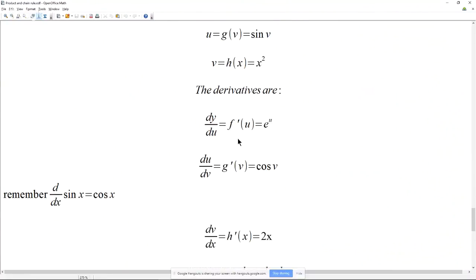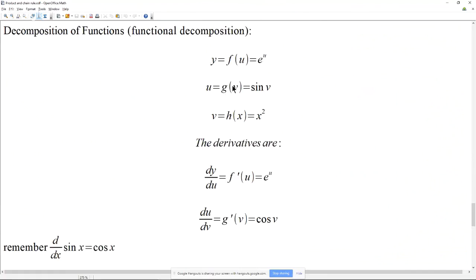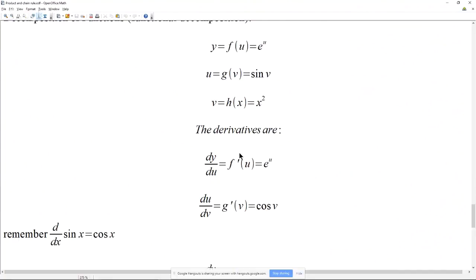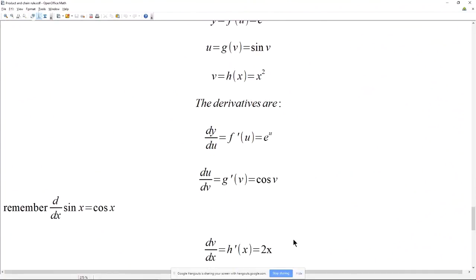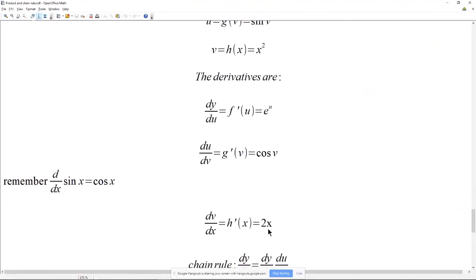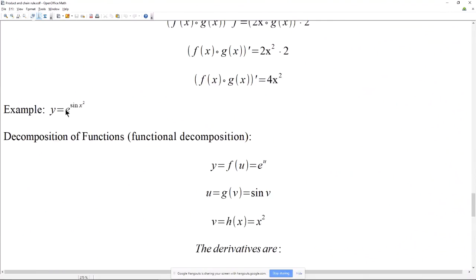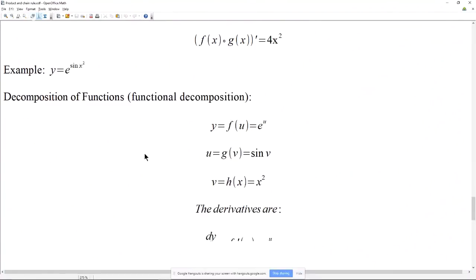So we've already got two of the derivatives down, correct? Yes. The derivative of v, which is the same as h of x. We're working with three functions: f of u, g of v, h of x. What's the derivative of v now? 2x. So I have three derivatives now. I just broke this down, I decomposed it so I can actually take the derivatives.